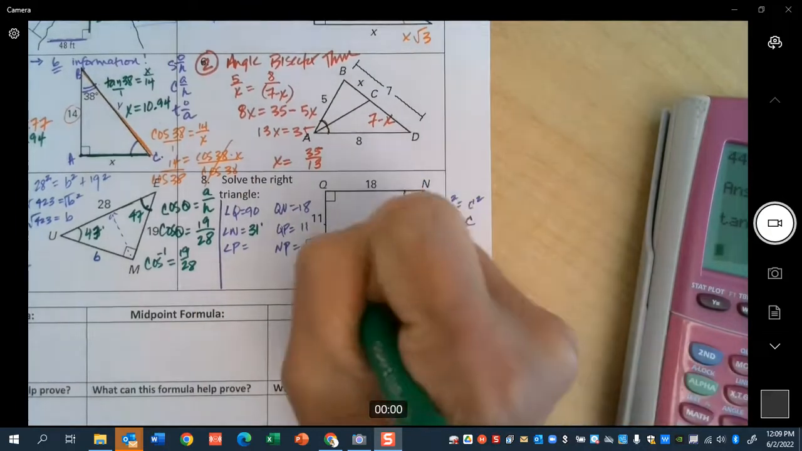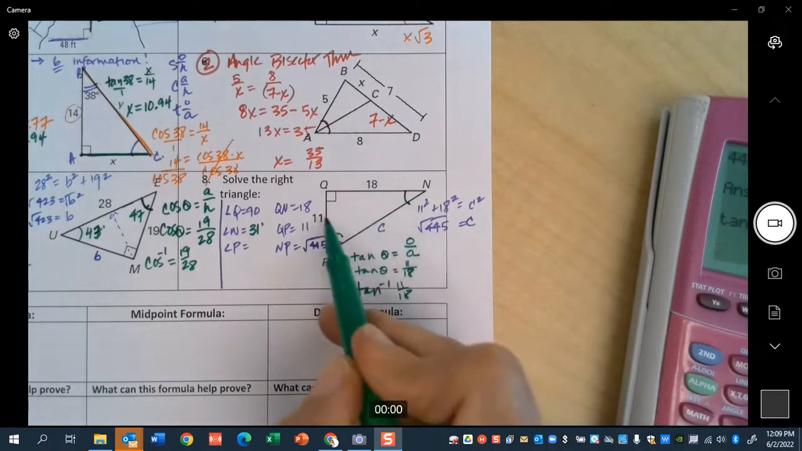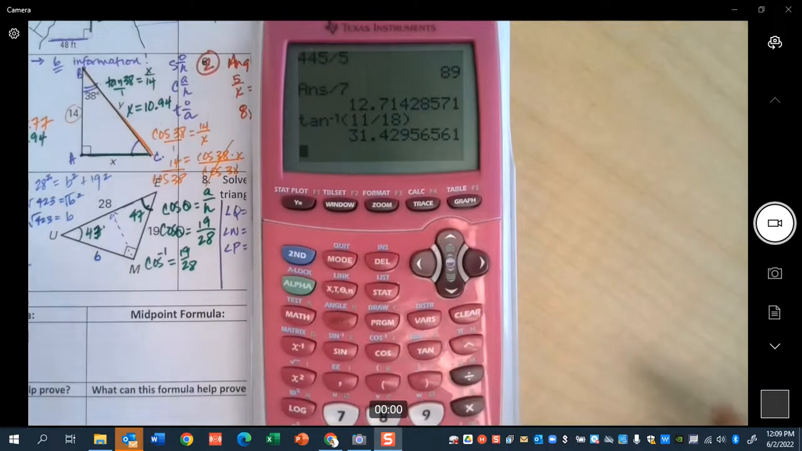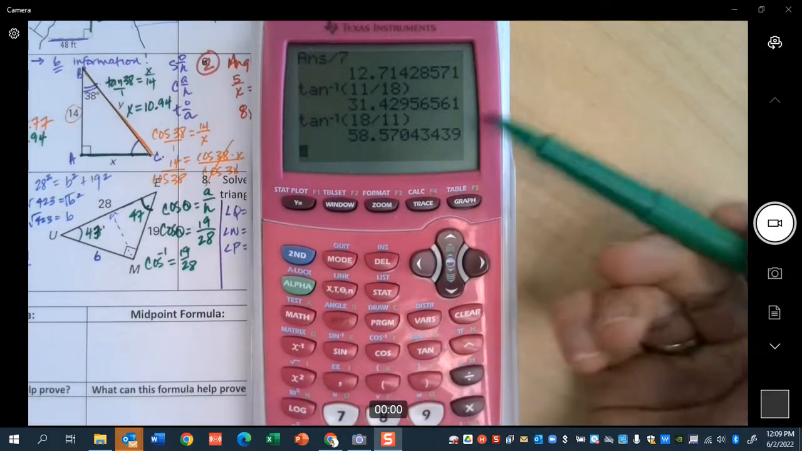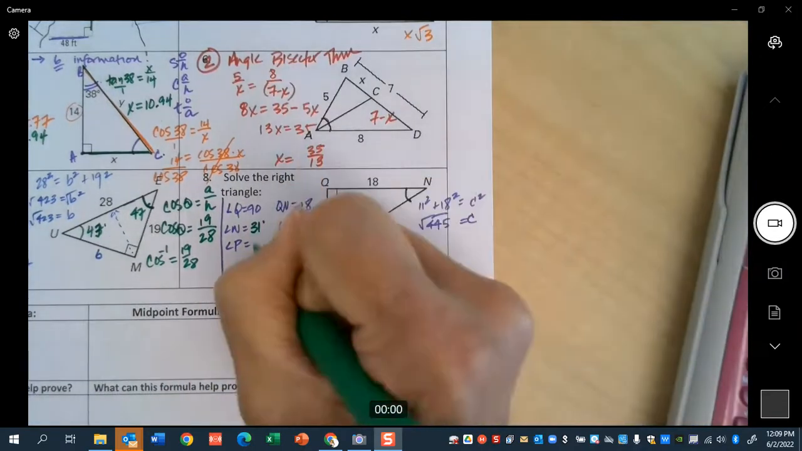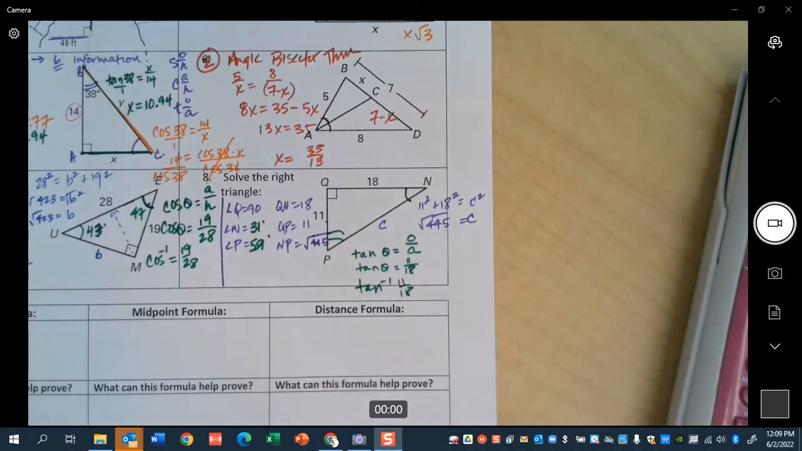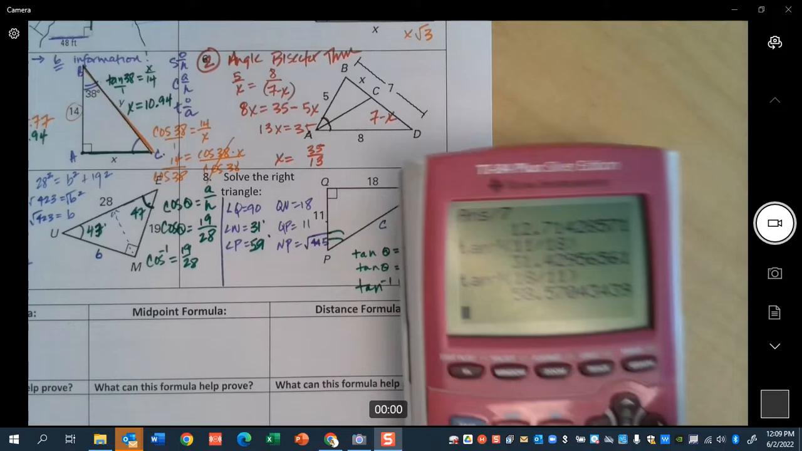Here's something interesting. If you had chosen P, what switches is which side's opposite and which side's adjacent. So we can real quickly say inverse tangent of 18 divided by 11. Notice that gives me my 59-degree angle. So whether I get my 59 degrees from the triangle sum theorem or just doing the trig again, no big deal.